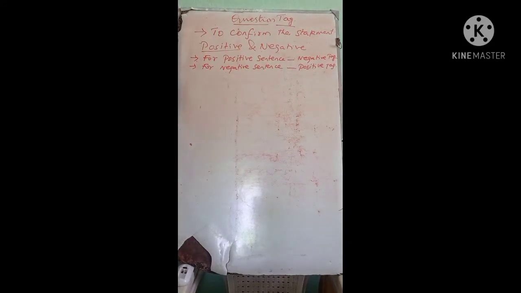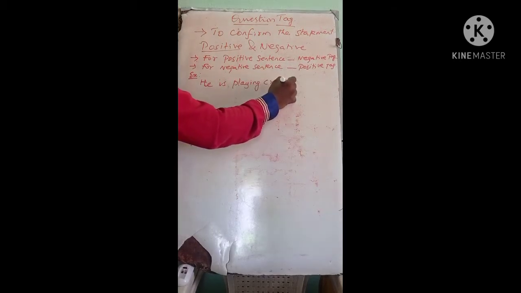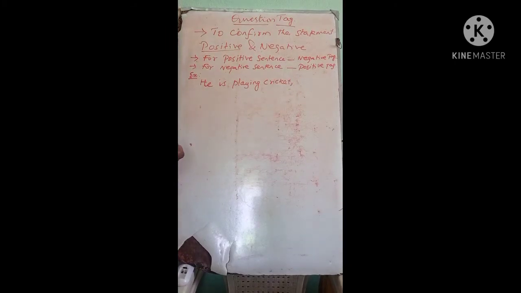Listen, if you are supposed to write a negative tag, the first thing you have to do is find the auxiliary verb in the given sentence. For an example, he is playing cricket. He is playing cricket. See, in this sentence there is no negative word. We could not find any negative word in this sentence, so this is a positive statement. Clear?